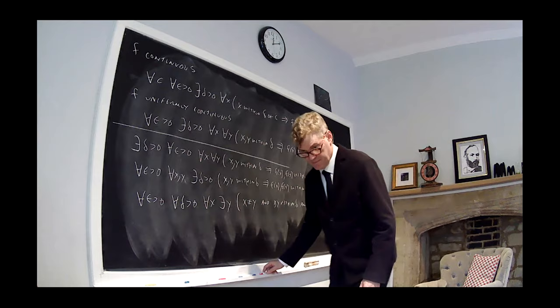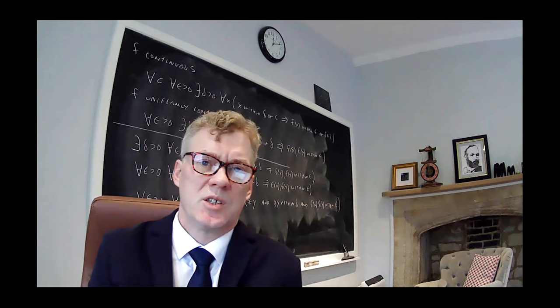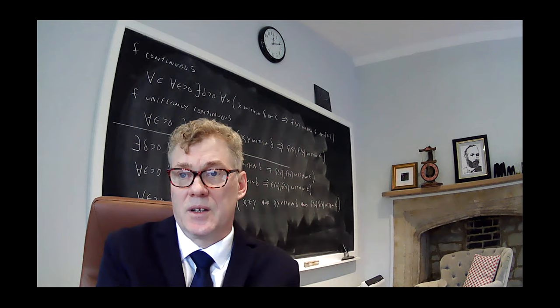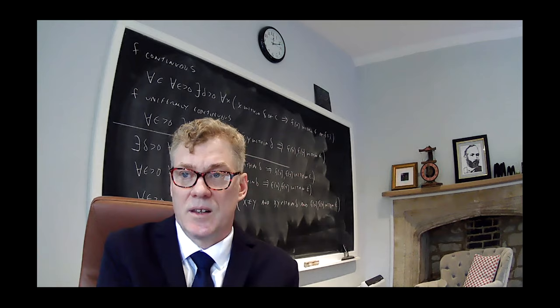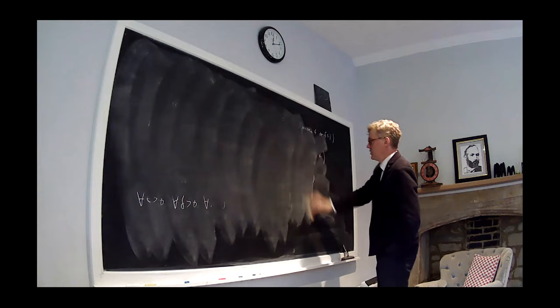Okay, so let's now turn to the least upper bound principle. The least upper bound principle is one of the fundamental axioms in real analysis. It's really expressing the Dedekind completeness property of the real numbers. So what the least upper bound principle says is that if you have a non-empty set of real numbers, and it has an upper bound, then it has a least upper bound.